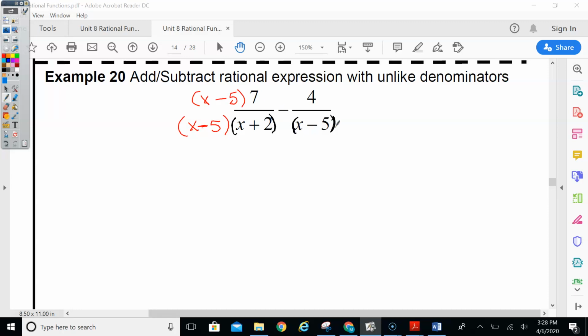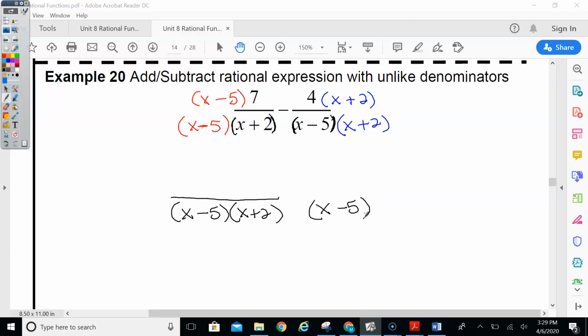This one over here has an x minus 5. It needs this denominator, which is an x plus 2. Whatever I do to the bottom, I have to do to the top. Okay, so the common denominator here is going to be x minus 5, x plus 2. x minus 5, x plus 2.